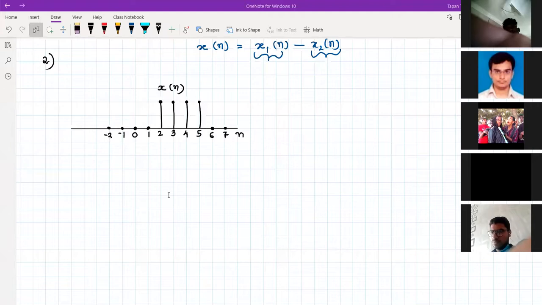Deepak Kumar, what have you written here?